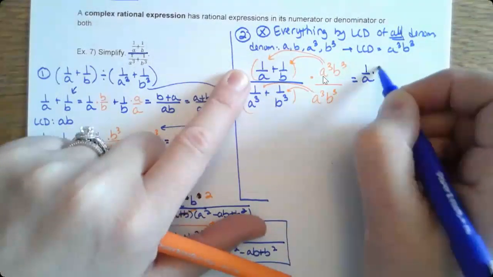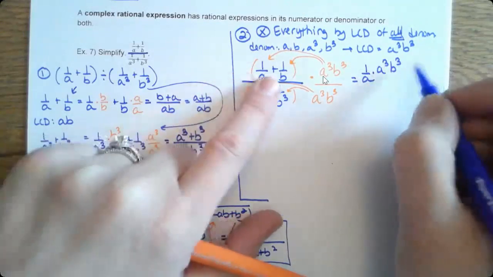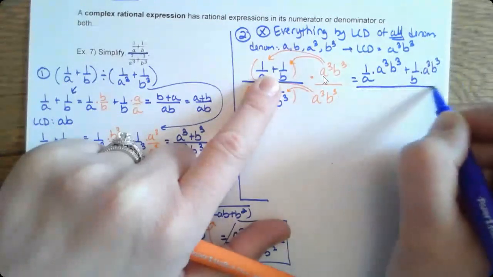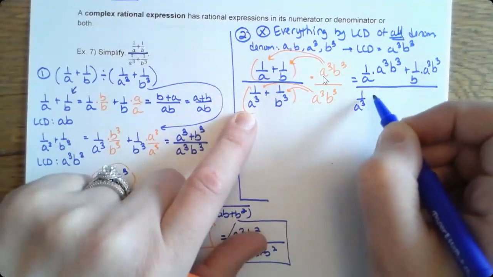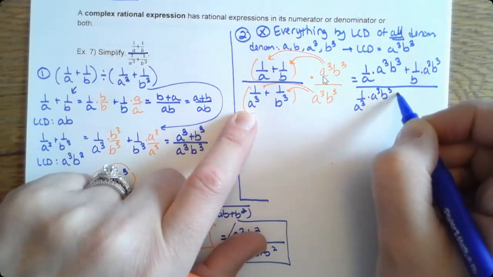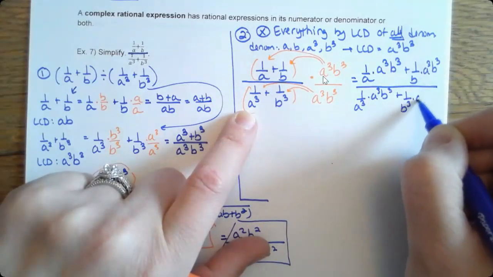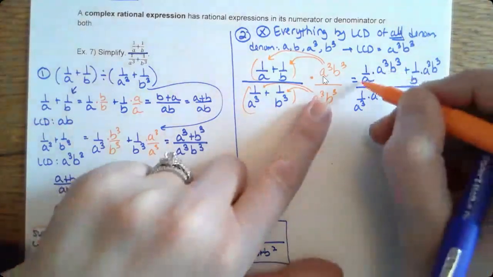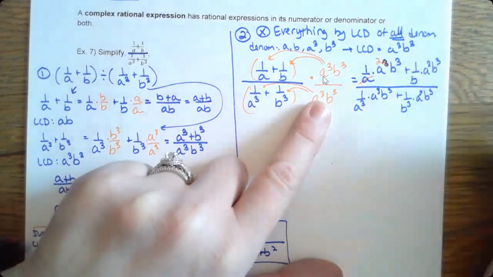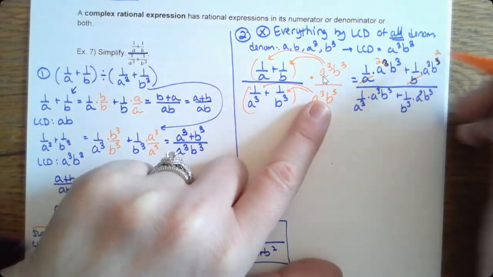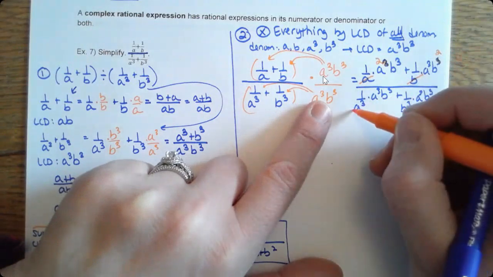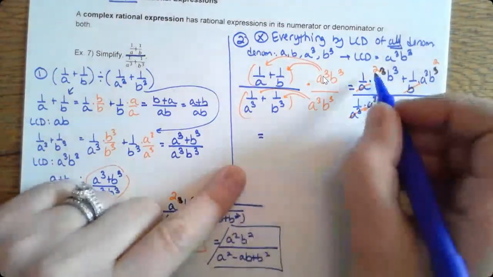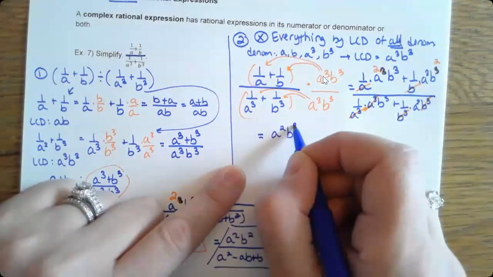So you'd have 1 over a times a cubed b cubed, and then you'd have 1 over b again, times a cubed b cubed. And in the denominator, you have 1 over a cubed times a cubed b cubed, and 1 over b cubed times a cubed b cubed. So what I have here in the top, I can cancel 1 a. So again, this becomes a squared. I can cancel 1 b. That becomes a squared. In the denominator, I can cancel out the whole a cubed here and then the whole b cubed. And what I have left over is an a squared and a b cubed.